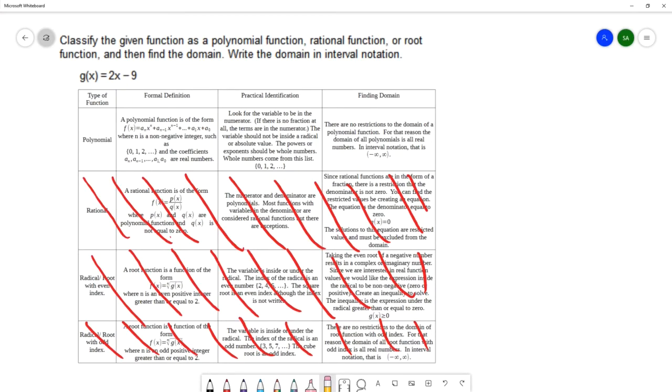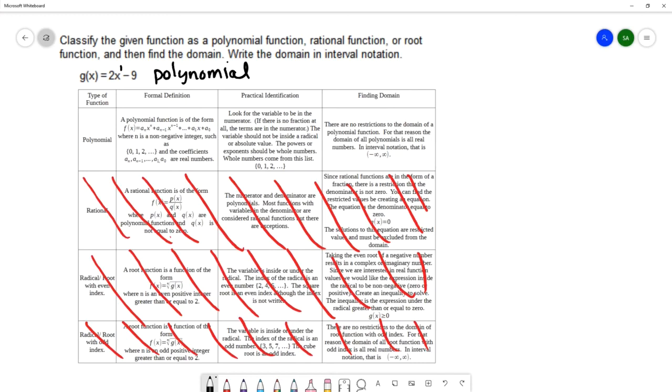Also, you don't want to have any variables in the denominator like the rational. You don't want to have any variables in radicals or in absolute values. You want your powers to be these nice numbers here. So this is a polynomial function because the power on that x would be a 1. When we don't write a power, we assume it to be a 1.